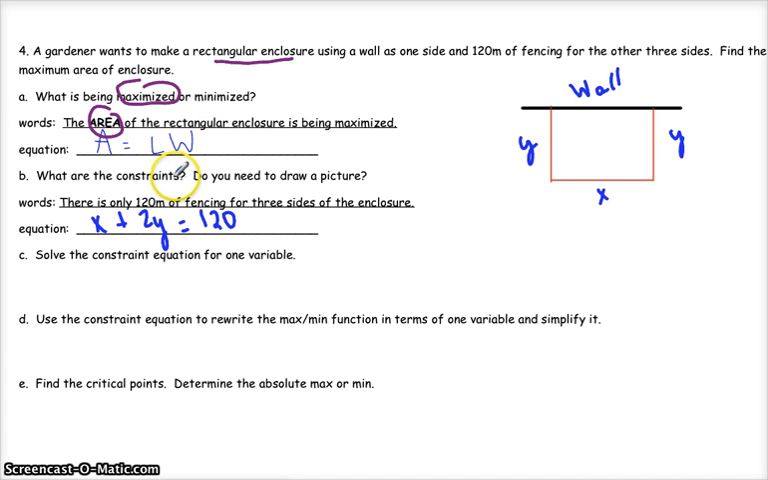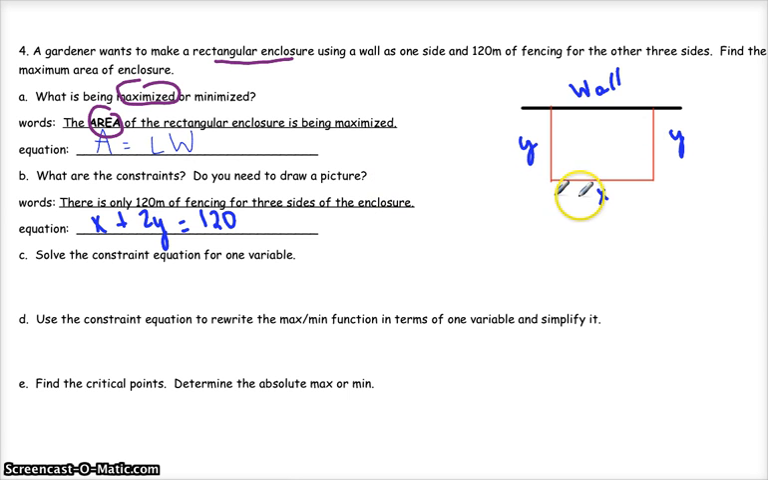What are the constraints? Do you need to draw a picture? So I drew a picture. It said he wants to make a rectangular enclosure using a wall as one side and then 120 meters of fencing for the other three sides. So my constraints: there are only 120 meters of fencing for three sides of the enclosure.